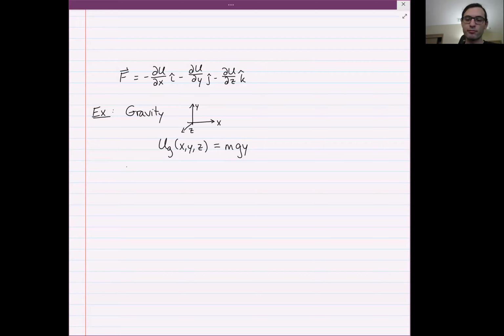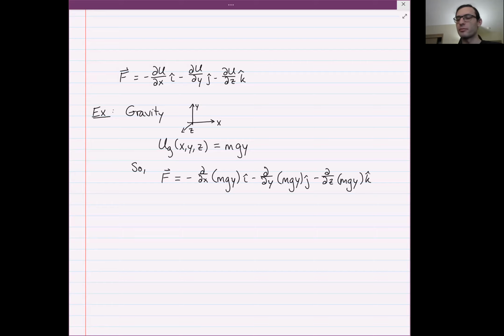So let's check that the force is exactly what we expect it to be. The force would be the negative partial derivative with respect to x of mgy in the i hat direction, minus the partial derivative with respect to y of mgy in the j hat direction, minus the partial derivative with respect to z of mgy in the k hat direction.